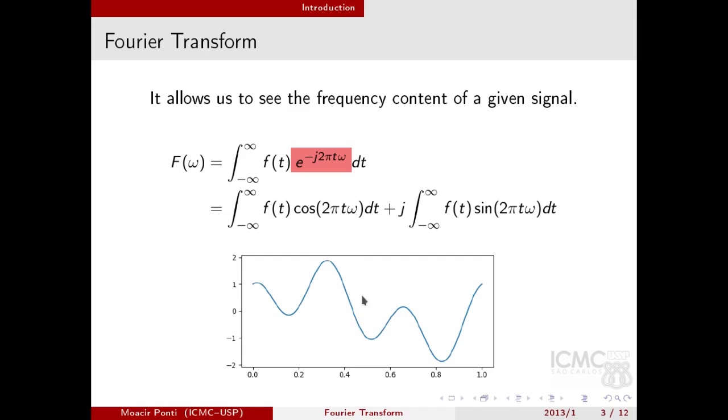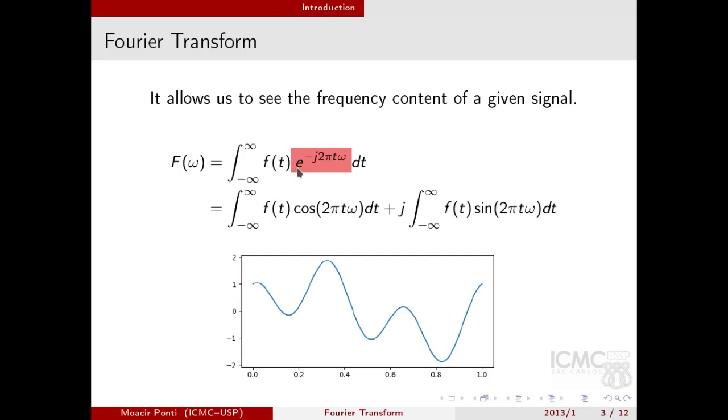Assuming that I have a function f of t that is available, which varies over time, as I show you here outlined in blue, I'm going to multiply this function with a complex exponential at a given frequency omega. So I'm evaluating each omega, which means different frequencies that are present in this function f of t.